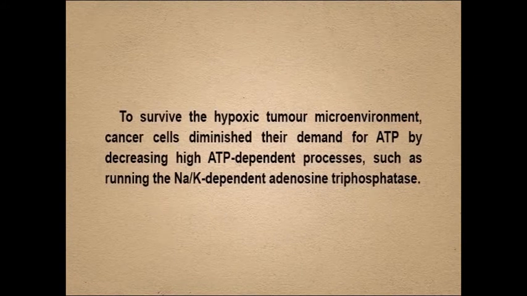In addition to pyruvate derived from glycolysis, fatty acids and amino acids such as glutamine and the BCAAs isoleucine, valine, and leucine generate acetyl-CoA and other organic molecules that enter the TCA cycle for the production of mitochondrial ATP. Their mitochondria can function optimally even at oxygen levels as low as 0.5%. To survive the hypoxic tumor microenvironment, cancer cells diminish their demand for ATP by decreasing high ATP-dependent processes such as running the sodium-potassium-dependent adenosine triphosphatase.